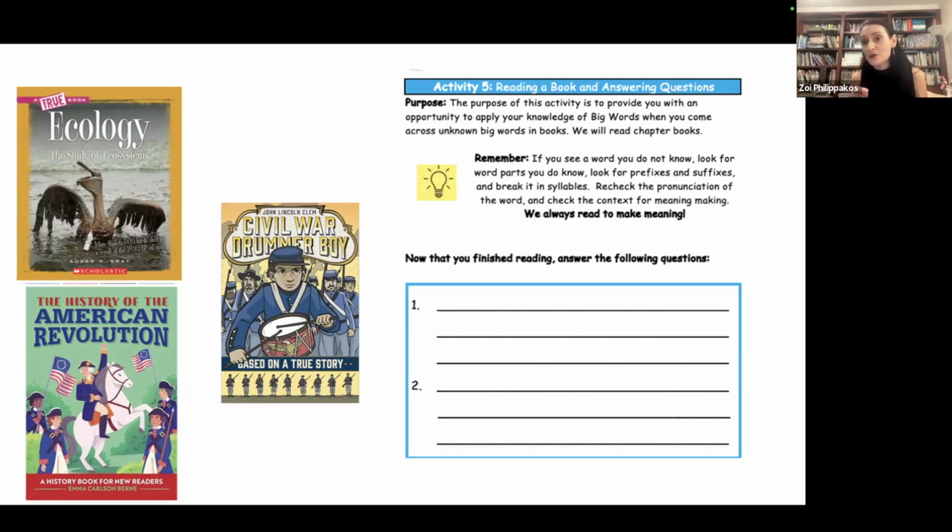Recheck the pronunciation of a word and check the context for meaning making. In other words, if you stop to figure out a word, you don't just continue. You reread that sentence because you want to make sure you're making meaning, you're understanding. We always read to make meaning. That's the ultimate goal of reading, for the students to be able to make meaning, to comprehend what they read.